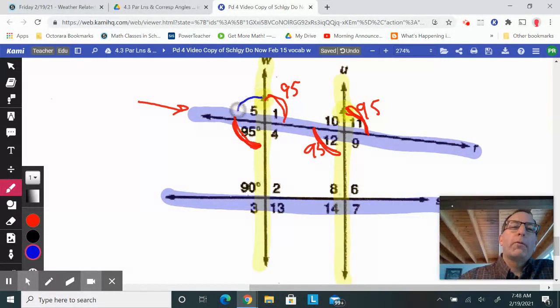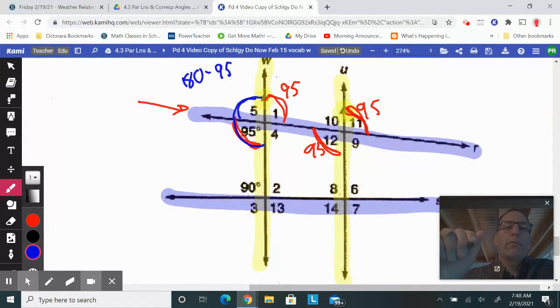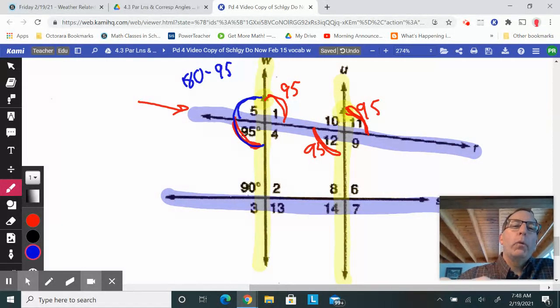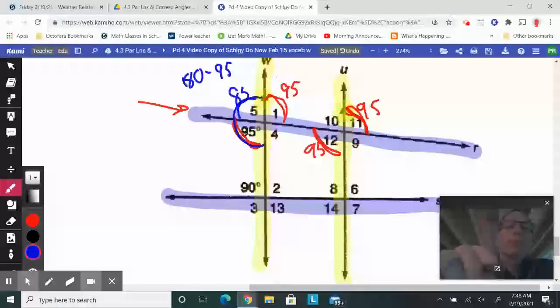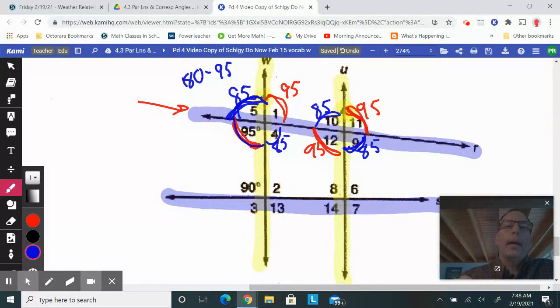Now to find angle 5, if you put angle 5 with the 95-degree angle, you get 180 degrees. They're supplementary. So you need to subtract the 95 from 180, and you'd end up with 85 degrees for angle 5. And if angle 5 is 85, angle 4 is vertical, so it's going to be 85. They're congruent. Angle 4 and angle 10 are alternate interior angles. They're going to have the same measure. And angle 9 and angle 10 are vertical. They're going to have the same measure, but angle 9 is also the alternate exterior angle to angle 5.